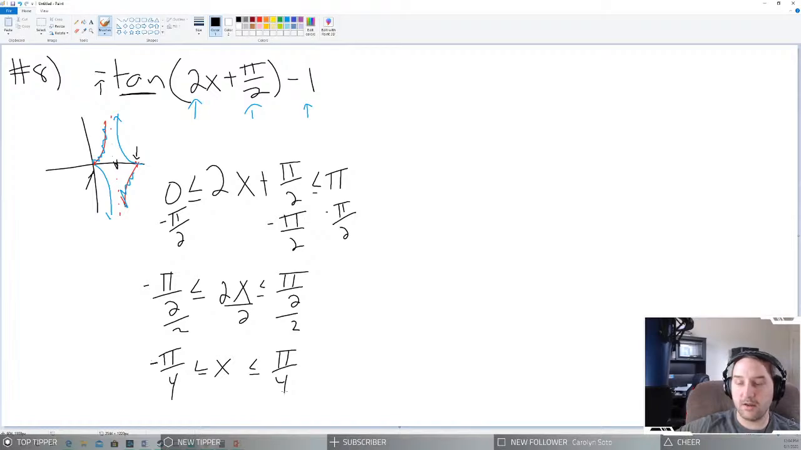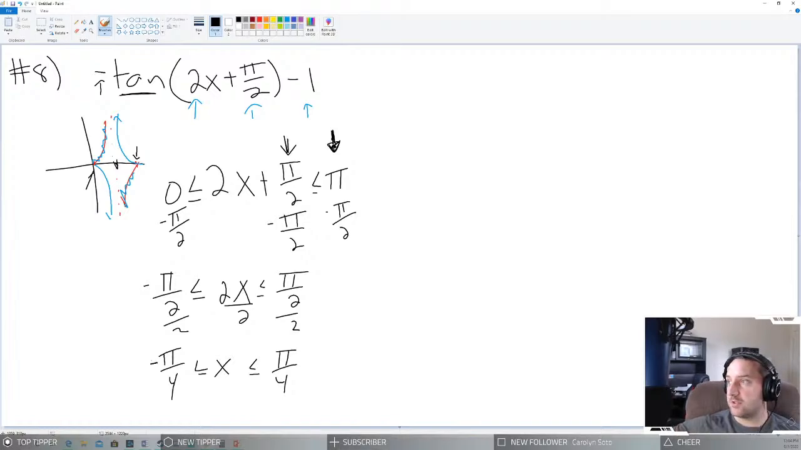Any questions on that piece so far? Now, if it was sine or cosine, you would put it between 0 and 2 pi. I did 0 and pi because it's tangent. If it was sine or cosine, it would be between 0 and 2 pi, because the natural period of sine and cosine is 0 to 2 pi. The natural period of tangent is between 0 and pi.